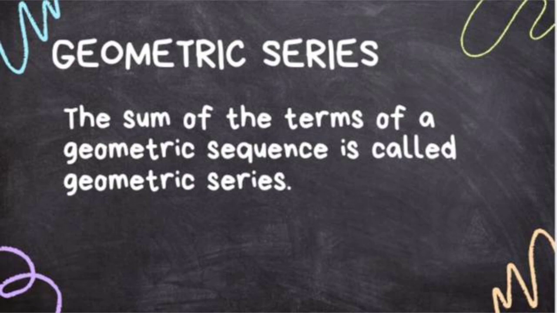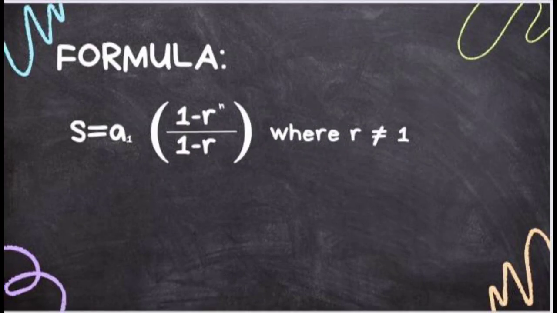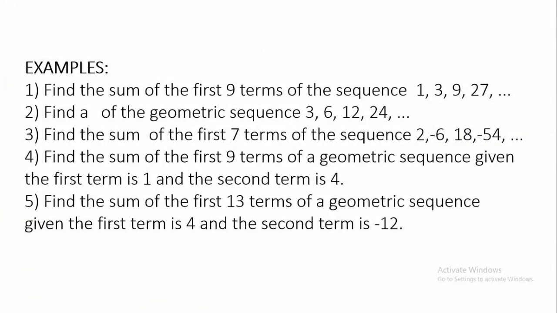Geometric series is the sum of the terms of a geometric sequence. S equals a sub 1 times 1 minus r raised to n over 1 minus r, where r is not equal to 1. Examples of a geometric series. Number 1. Find the sum of the first 9 terms of the sequence 1, 3, 9, and 27. Number 2. Find the a sub 11 of the geometric sequence 3, 6, 12, and 24. Number 3. Find the sum of the first 7 terms of the sequence 2, negative 6, 18, and negative 54.